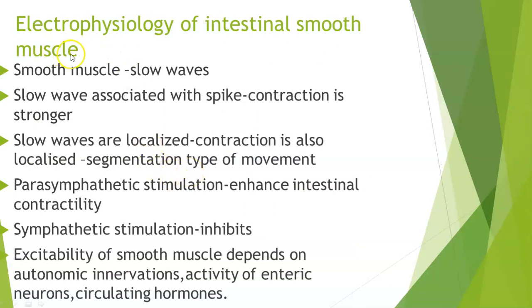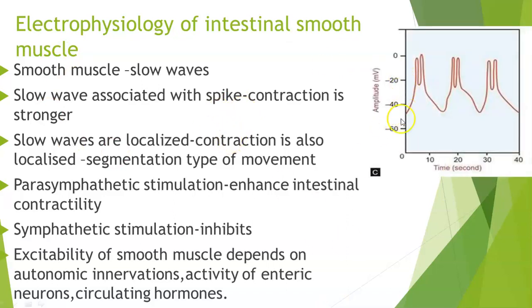Next we come to the electrophysiology of intestinal smooth muscle. The intestinal smooth muscle has a slow wave of depolarization, but this is not an action potential. These are the slow waves. It always has a slow wave. The potential always fluctuates between minus 50 millivolts and minus 75 millivolts. It is not a constant one. So the slow waves of potential happen.